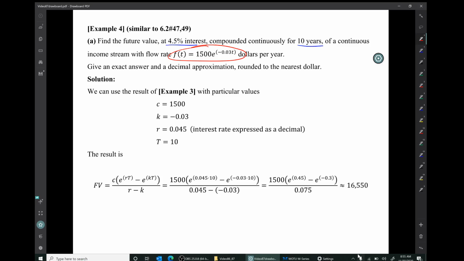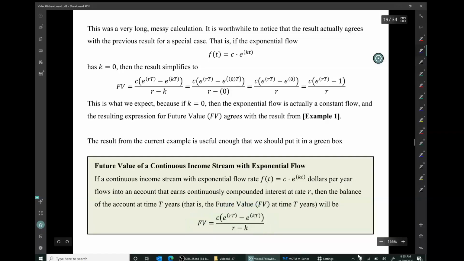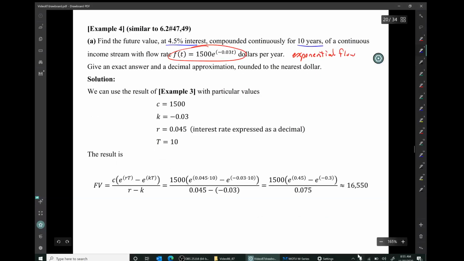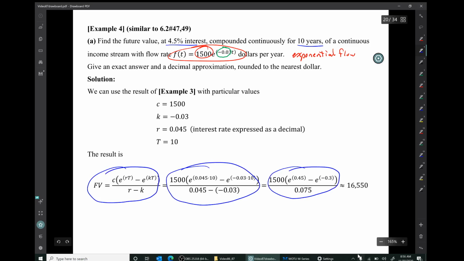Well, this is exponential flow, so we can use the formula from the previous example. We'll use it with the particular values. C equals 1,500 from there. K equals minus 0.03 from there. Little r is 0.045. That's the interest rate expressed as a decimal. And the time is 10 years. If we substitute those terms into this messy expression, we get that, and we simplify a bit. There's the exact answer, and there's the approximation rounded to the nearest dollar.